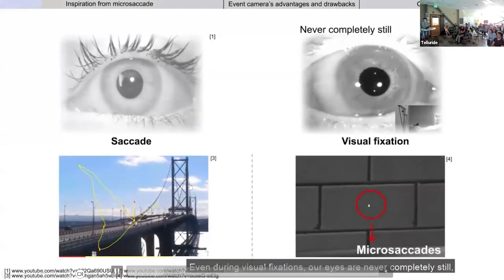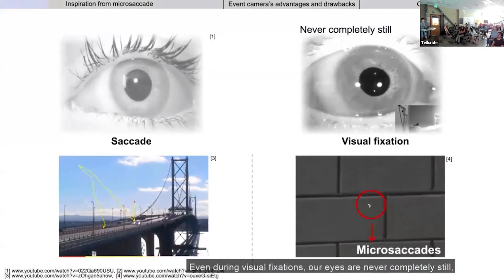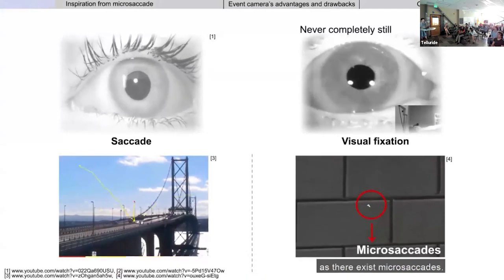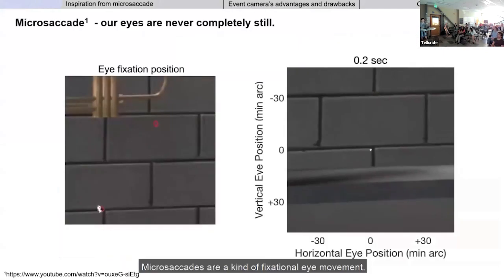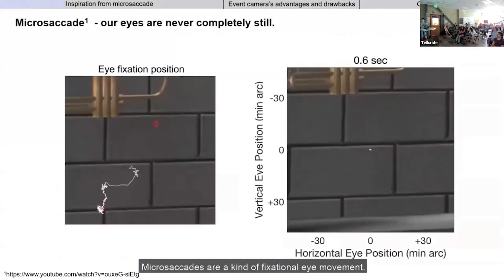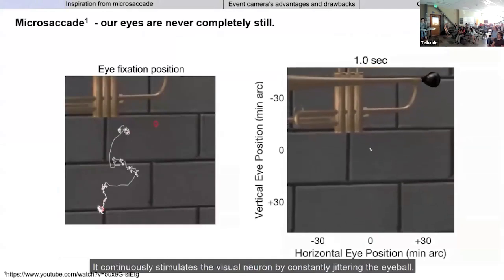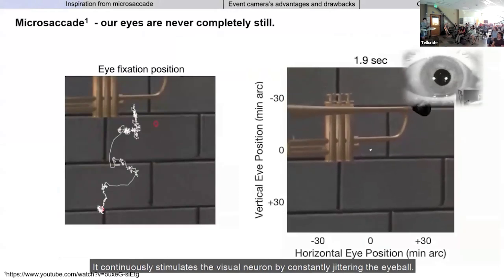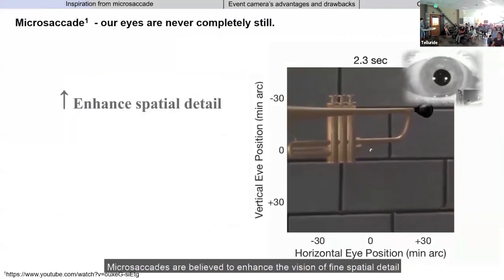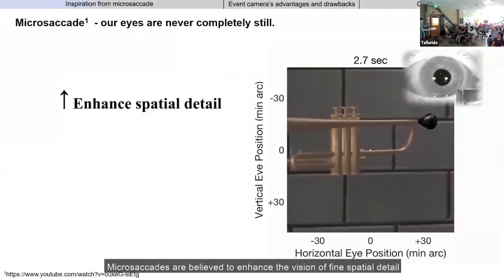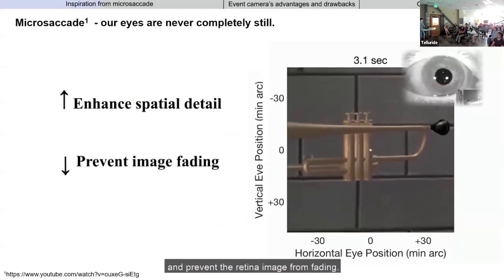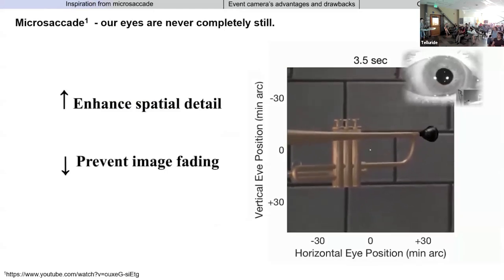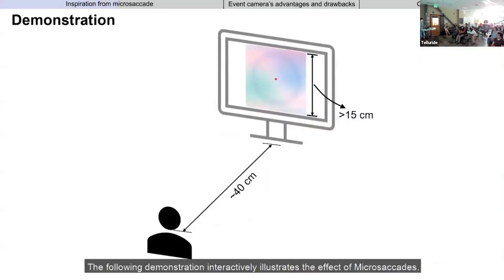I think many people are familiar with microsaccades. When we fix our gaze on static objects, our eyes are not completely still. They continuously stimulate the visual neurons by constantly jittering the eyeball. Microsaccades are believed to enhance spatial details and prevent the image from fading. Now I have a simple demonstration.